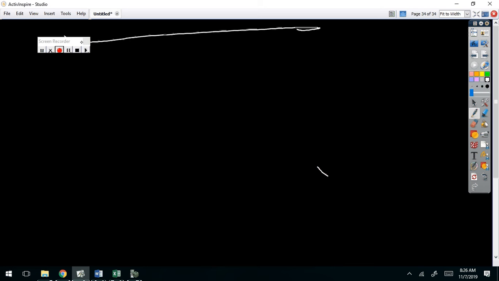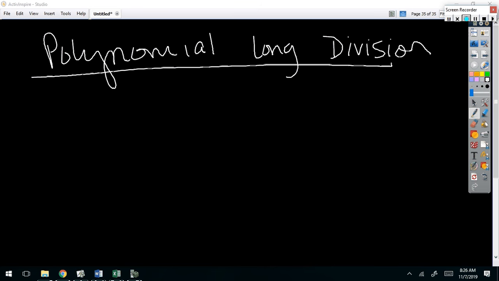follows along regular long division. So if you think back to your steps, and again, I hope this comes back to you as we work through it from last year. But if you remember the steps for regular old long division, then you will not have a problem with polynomial long division.